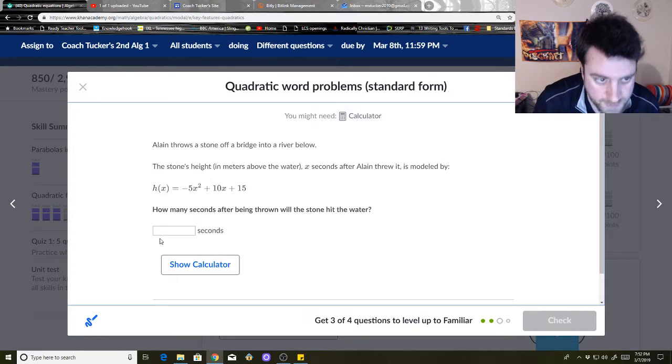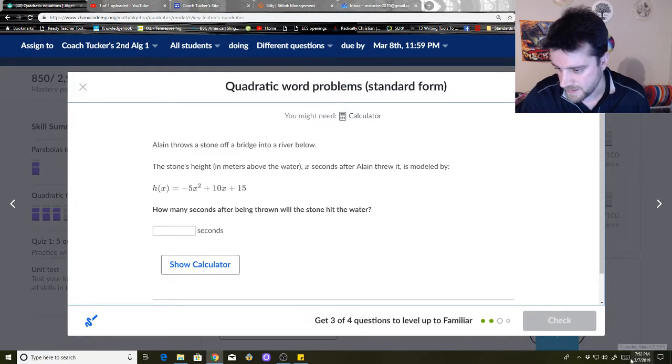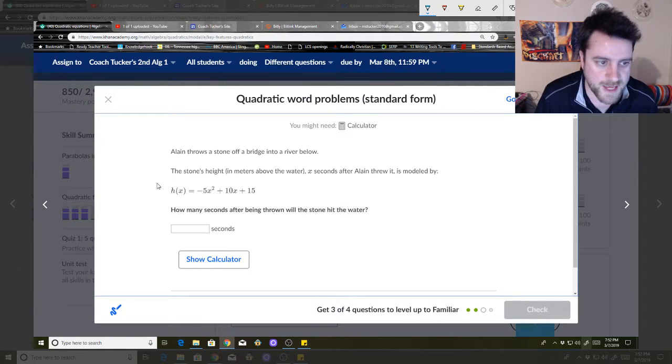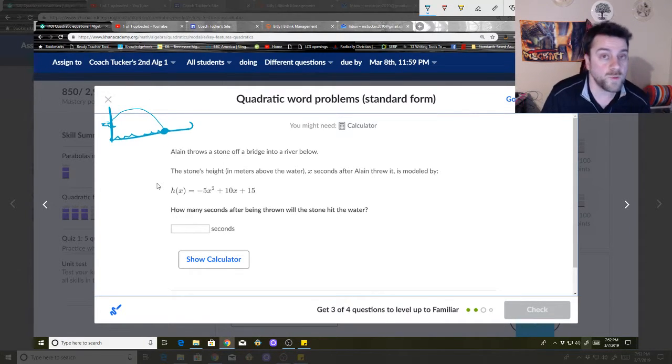So again, let's pull up our sketchbook. We've got to think about it in the context of the problem. What are we looking at? So here's the water, right? And he's over here somewhere, off a bridge, right? And he throws it. That's what we want to know. We want to know one of the zeros.